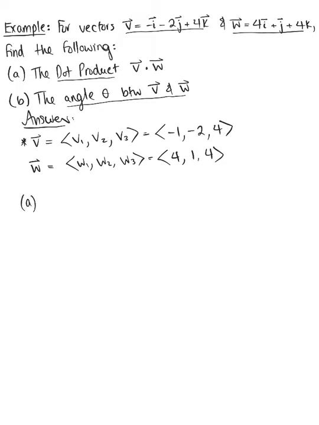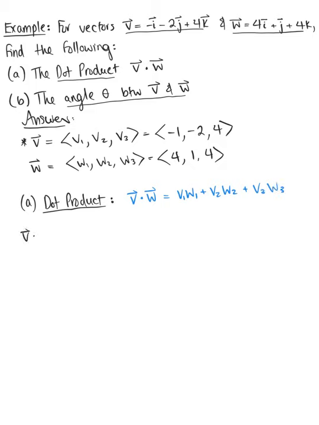So for part A, we want to compute the dot product. And we are looking for the dot product between vectors v and w. And again, that's going to be the sum of the product of the corresponding components. So v sub 1 times w sub 1 plus v sub 2 times w sub 2 plus v sub 3 times w sub 3.